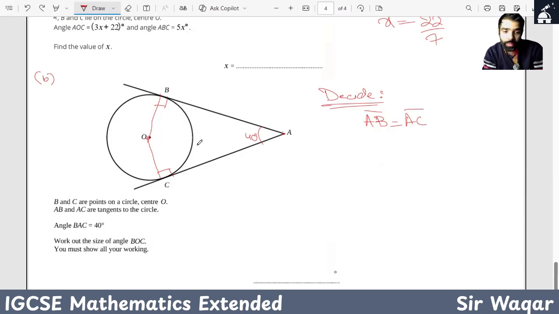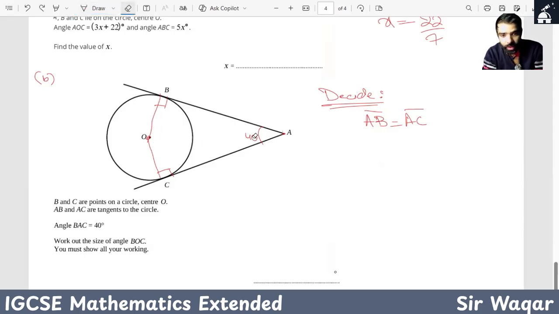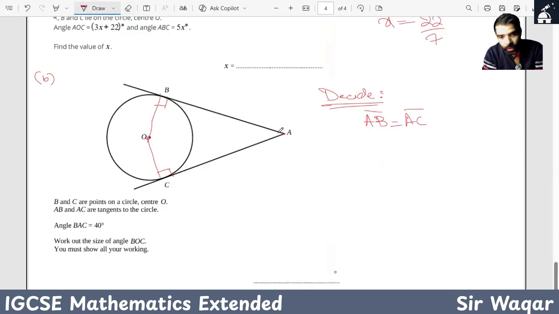Okay, to find the angle BOC, we can first find angle BOA and twice it. Then we will find the angle BOC. So let's find this angle. When we draw the line from A to O, as A is a common point, the same common point from where the 2 tangents are drawn, that line OA is the angle bisector as well. So OA is the angle bisector.